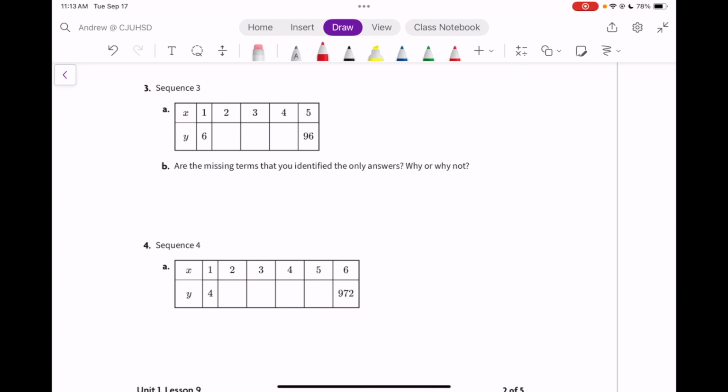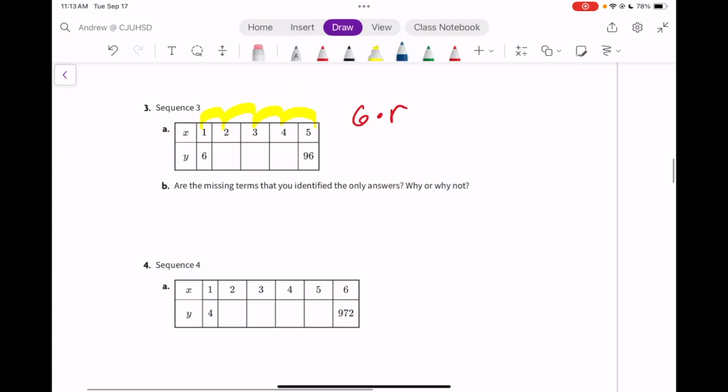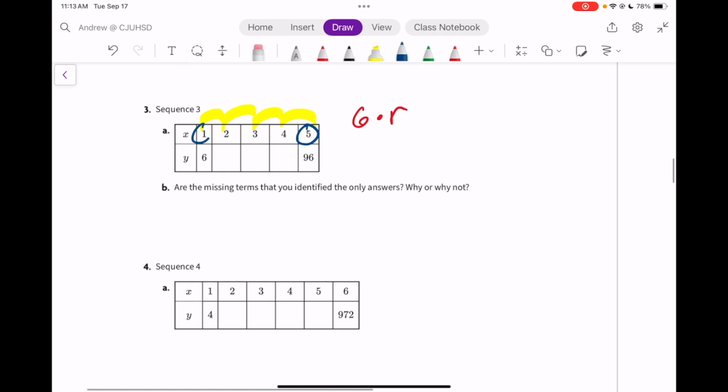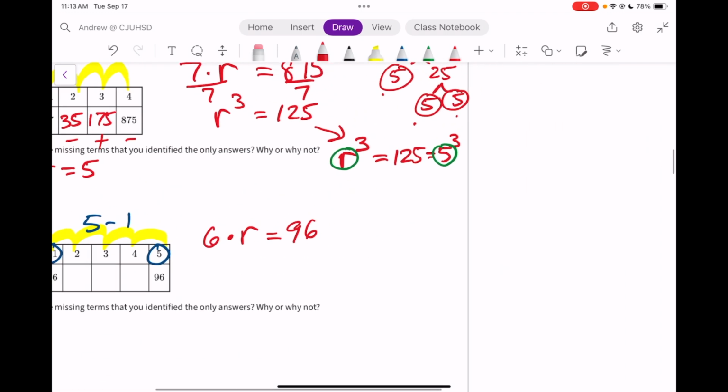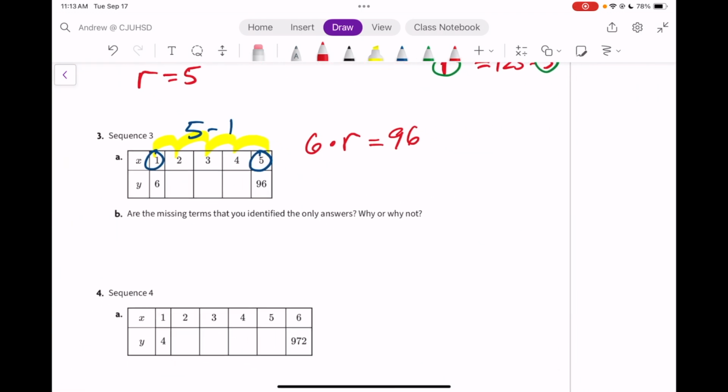What about this one? Starting at 6, you would multiply times r how many times? Let's count them. 1, 2, 3, 4. Okay, so did you notice that 4 is simply 5 minus 1? That's similar to a previous lesson, isn't it? And the result is 96. Oops, I forgot my exponent. My exponent is 4, because 5 minus 1 is 4.